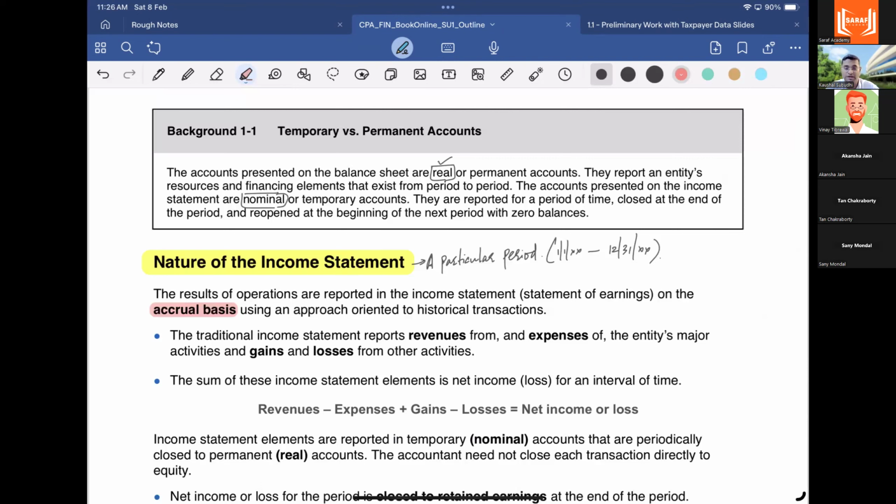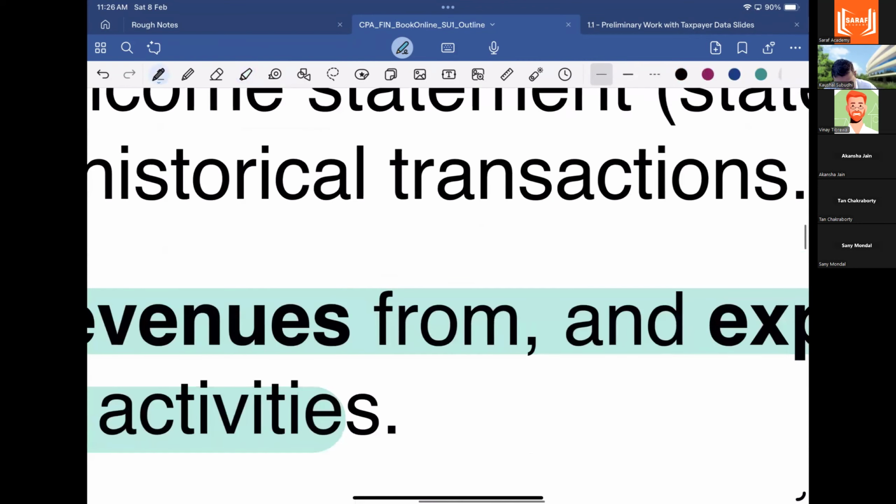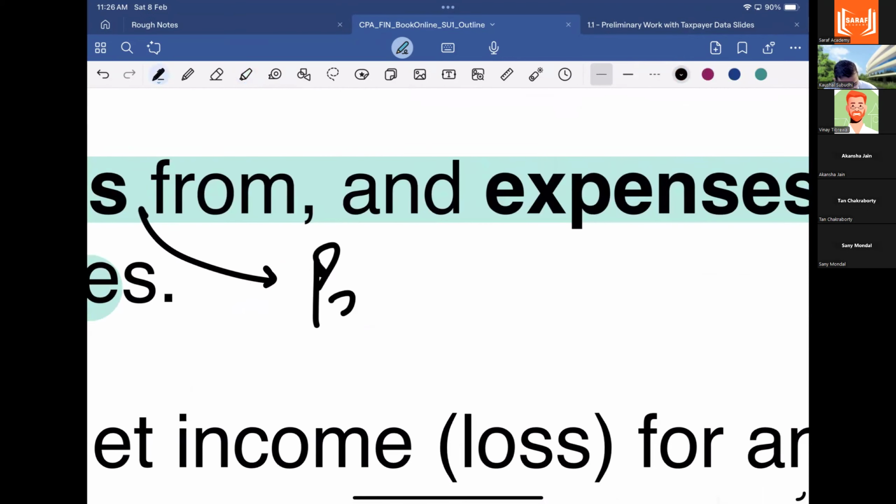We'll be talking about that in a moment. That's where we are looking at the traditional income statement, which is reporting revenues from and expenses of the entity's major activities and the gains and losses. Now, the most important thing over here is that it reports the revenues, from how much was the sale proceeds. इसके बारे में भी मैं आपको बताऊंगा, or maybe I should write it down over here clearly. That revenues refer to what? It refers to sale proceeds, or you can just write down as proceeds, right?